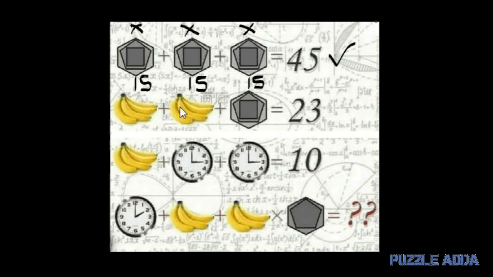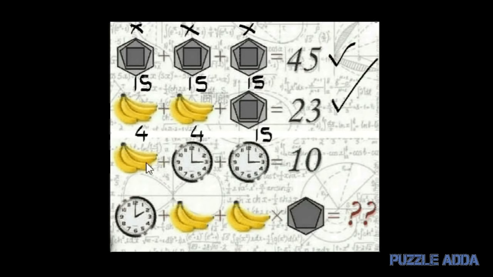After this, we have some bananas and then the same figure which we saw in the first equation. There are four bananas in this figure. Each banana represents one number, so we take it as four. In this figure also we have four bananas, so we take it as four. In this figure we have a hexagon, then a pentagon, and then a square, which is similar to the earlier one, so we can take it as 15. So we have 15 plus 4 is 19, plus 4 is 23. So this equation is also valid.